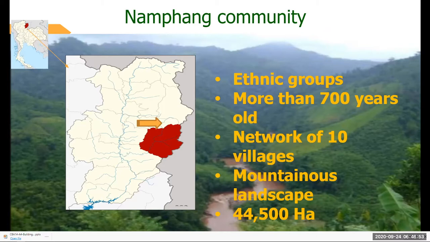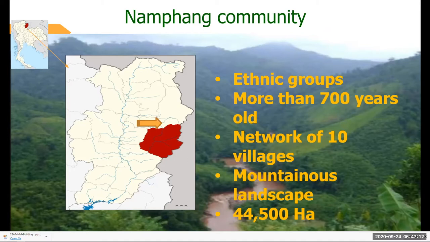So just to give the general context within the area, we have three ethnic groups working together. We have been settled in the area for more than 100 years now, with legal and not legal support. We form a network of 10 villages altogether.